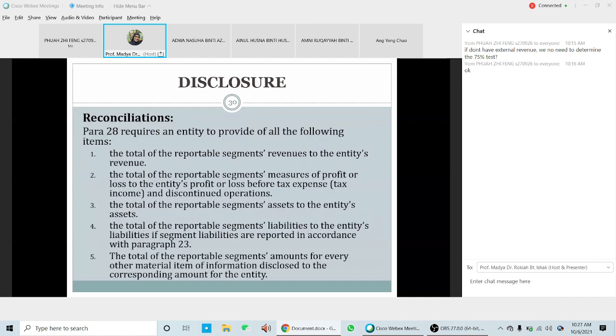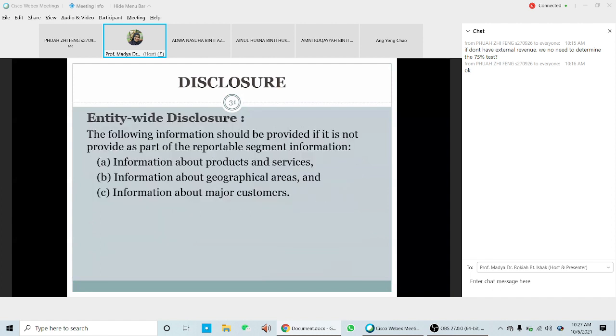Okay, reconciliation. At the end, they need to reconcile the total of reportable segment revenue to the entity revenue. So they need to reconcile operating segment revenue to the entity revenue. Reconcile everything: the profit, the assets, and also the liability. Okay, so this one I'm going to focus on.